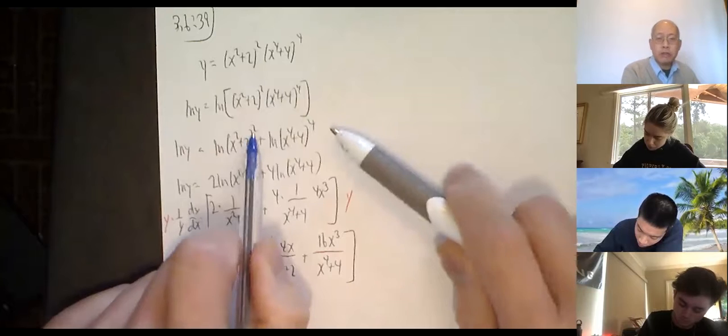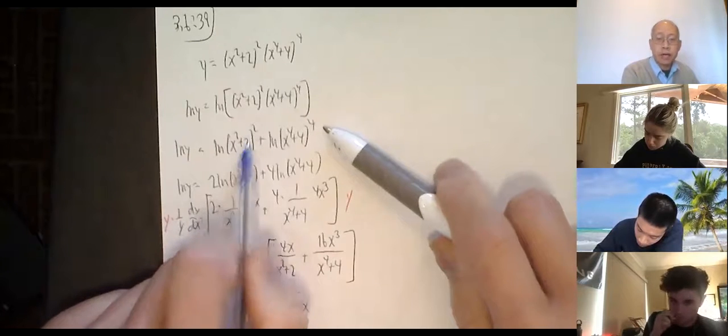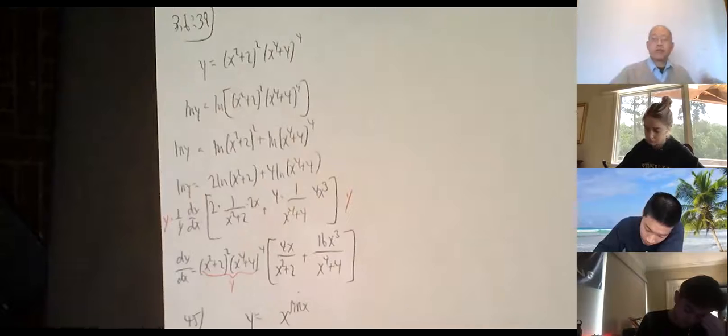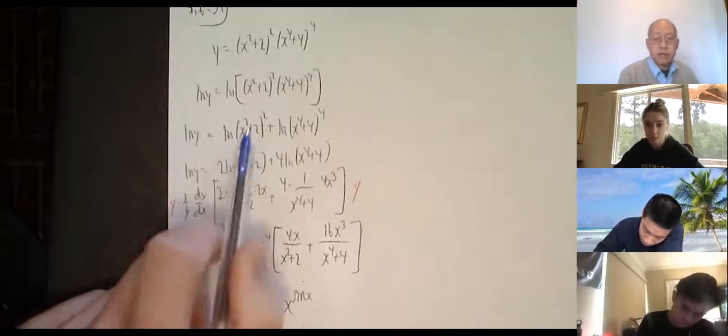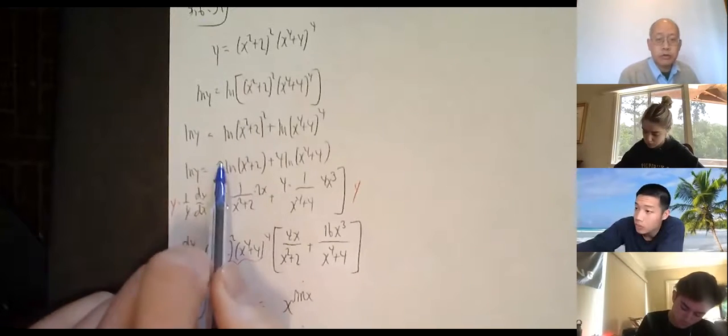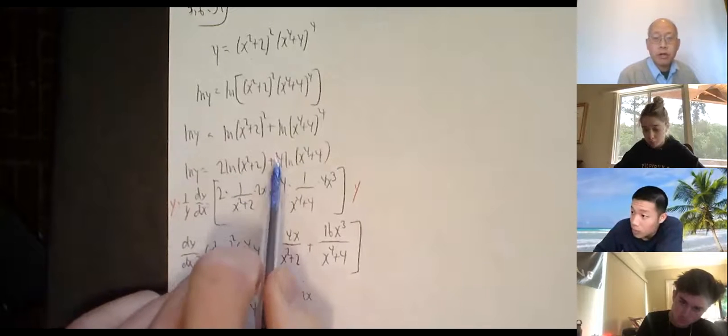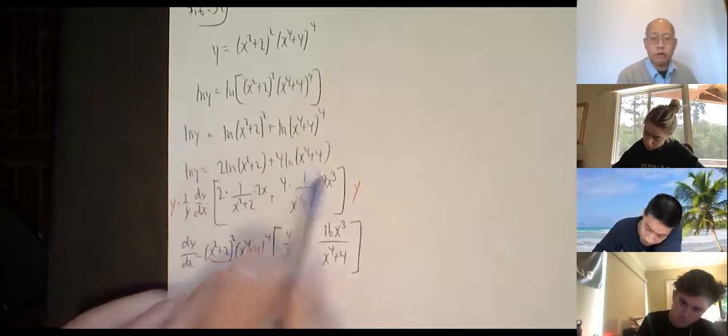Okay, and then do you recall what happens to these exponents? When there's an ln, they both get to come down in front, which means I can avoid doing chain rule. So now ln y equals 2 natural log of x squared plus 2 plus 4 natural log of x to the fourth plus 4.